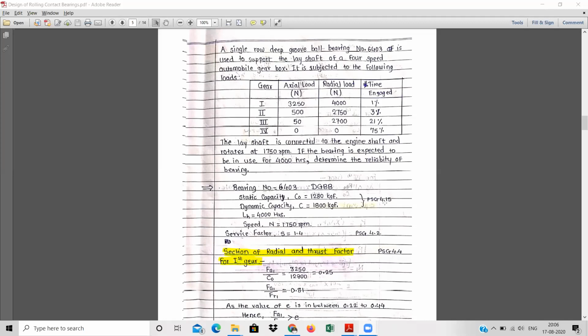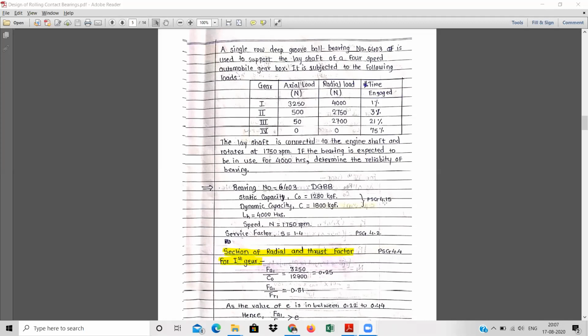We have considered that whatever bearing pair we are selecting in this design is common for all shafts. So just look at the problem first. We will discuss one by one.